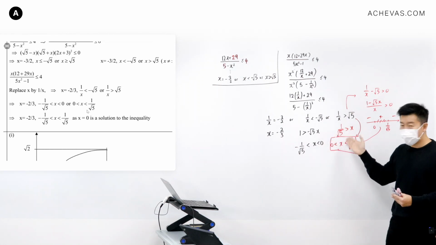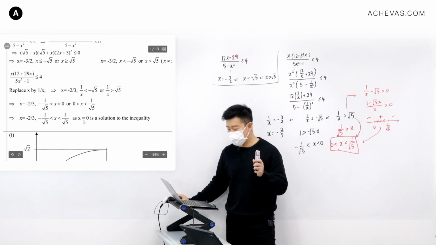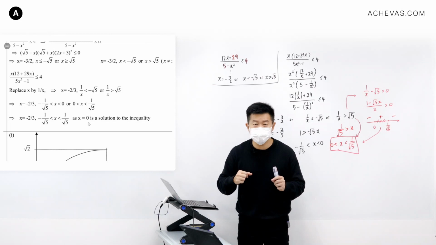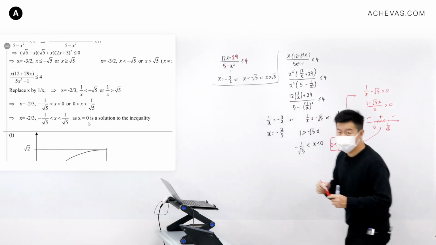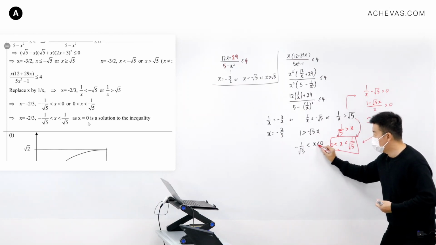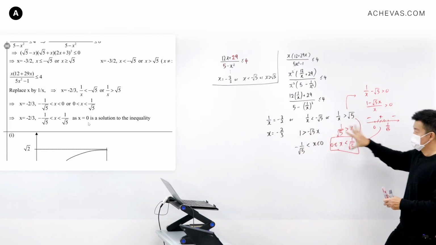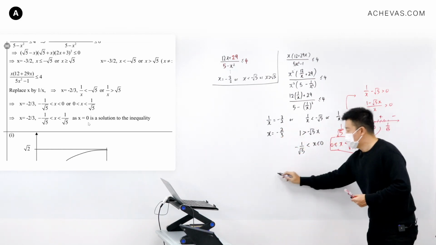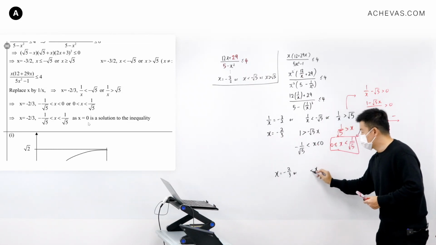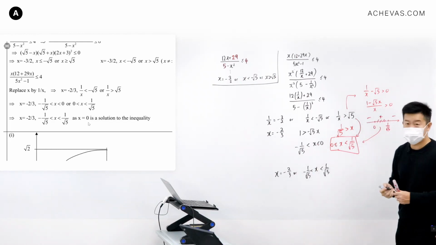Even after I've done all this, if you were to look at AJC's solution, we have missed out something. We have missed out the fact that 0 is a solution. That's what AJC said. 0 is a solution, which means that you need to know that, hey, it can be equal to 0. So when I merge this solution together, my final solution is x is equal to minus 2 over 3, or x is going to be between negative 1 over square root of 5 and 1 over square root of 5.